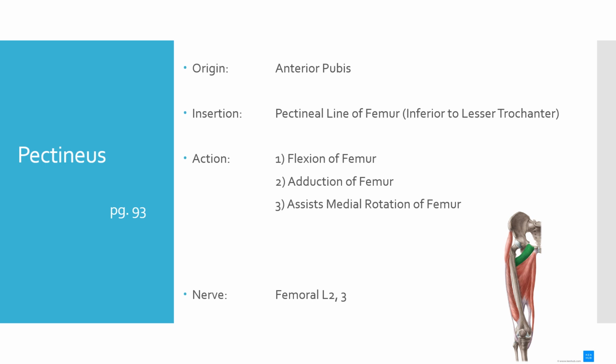Pectineus. The origin is the anterior pubis. The insertion is the pectineal line of the femur, inferior to the lesser trochanter. 3 actions include flexion of the femur, adduction of the femur, and it also assists medial rotation of the femur. The nerve is femoral L2 and 3.